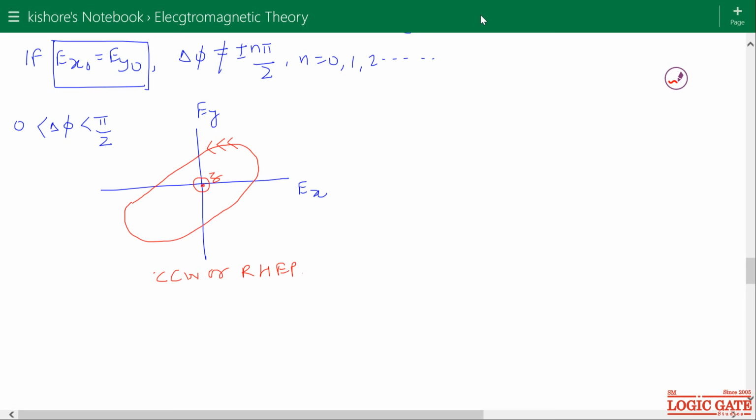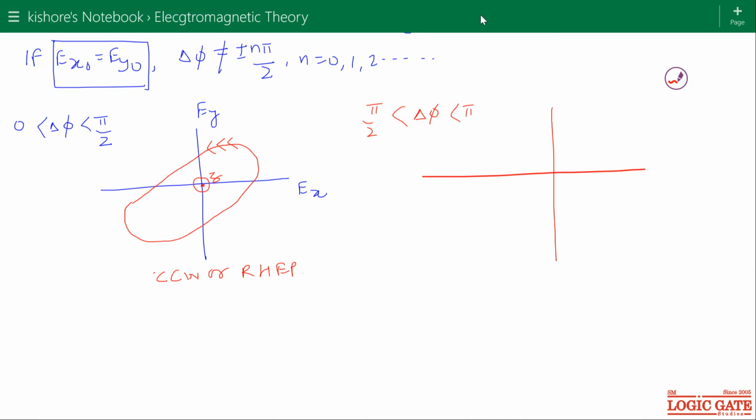And if del phi is between pi by 2 to pi, then resultant will again be a tilted ellipse. It's something like this, and its orientation is counterclockwise. Wave is forward moving or propagating in plus z direction. So this is CCW, counterclockwise or right hand elliptically polarized wave.